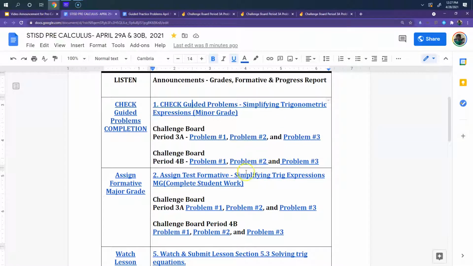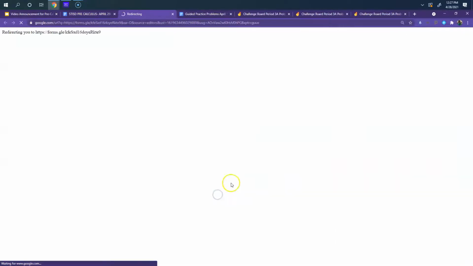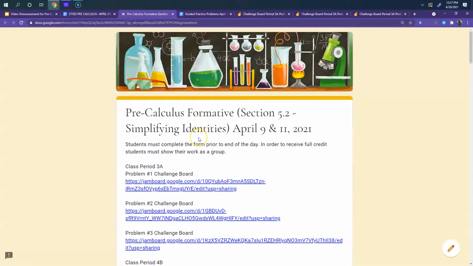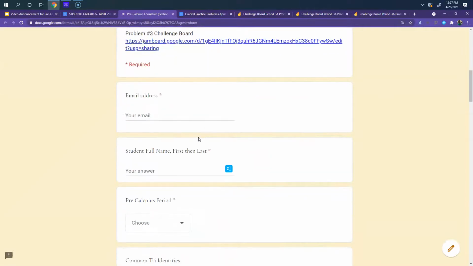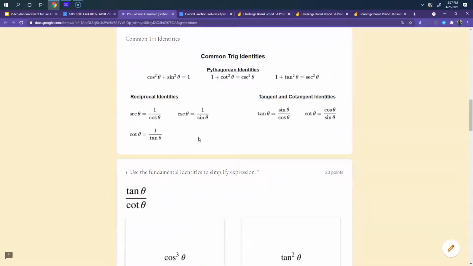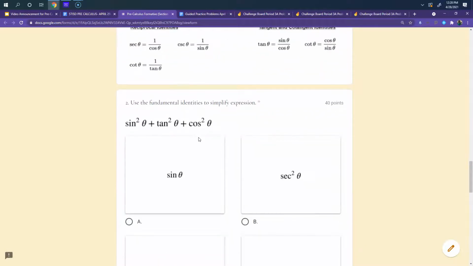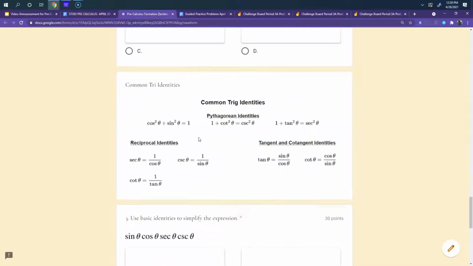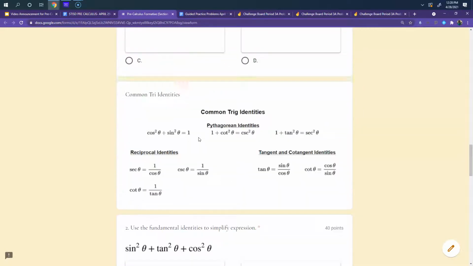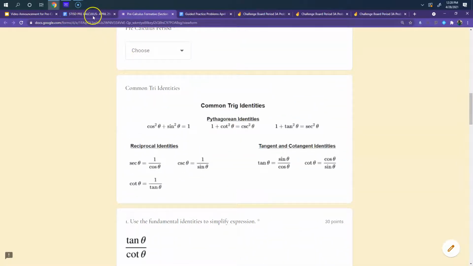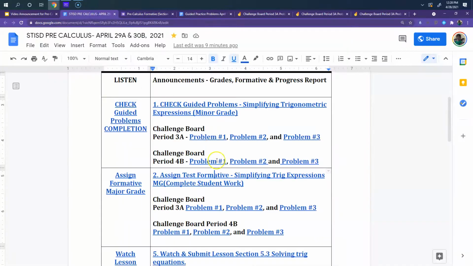Okay, the next one was the actual test, the major grade. The other one was a minor grade. This is a major grade. And I did give you a form that you needed to complete. And this is the form. Remember that you had to do number 1, and I just asked you to simplify. Number 2, I've asked you to simplify. And then number 3, simplify. So they're all simplifying equations. So make sure you do that.